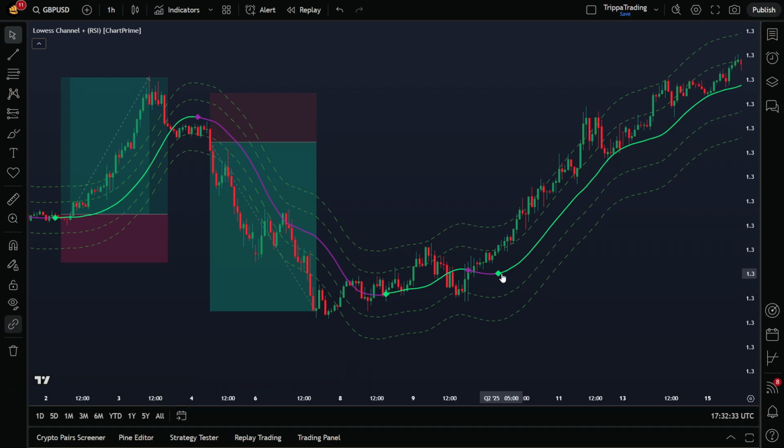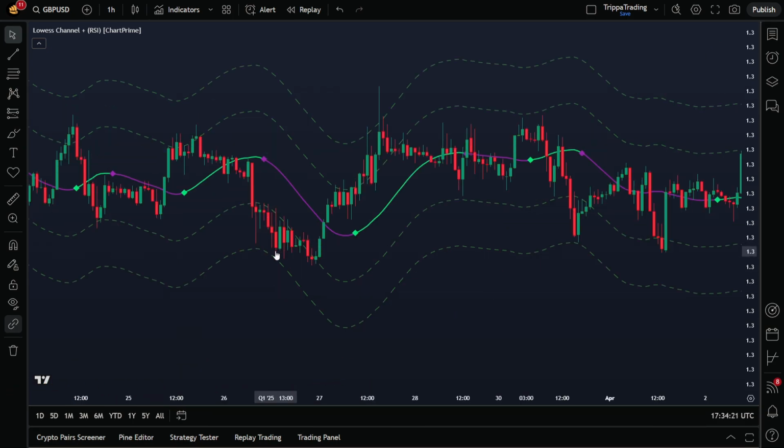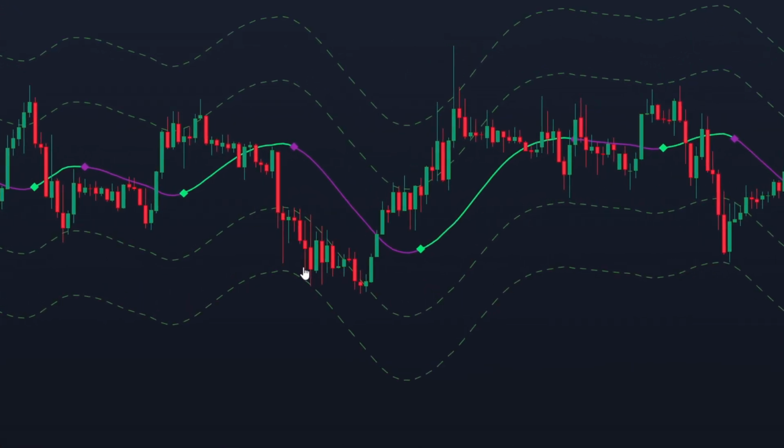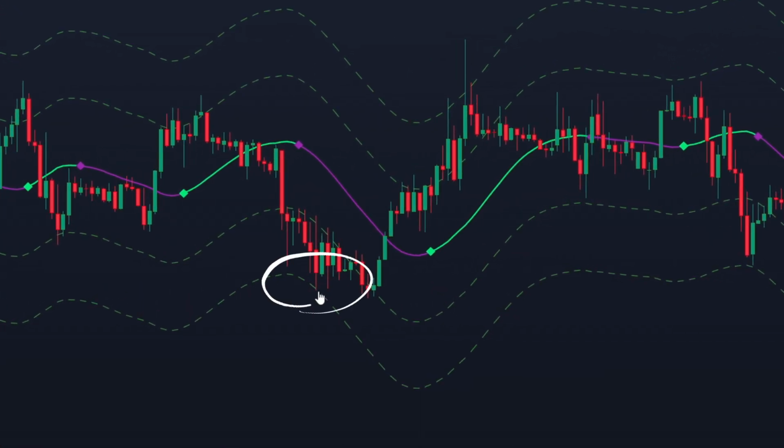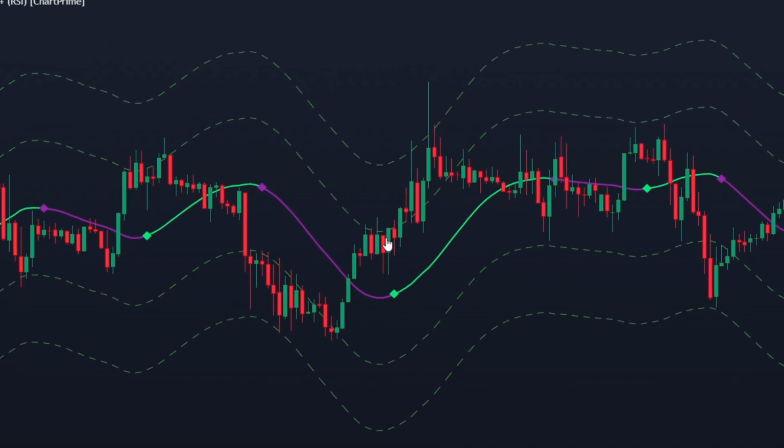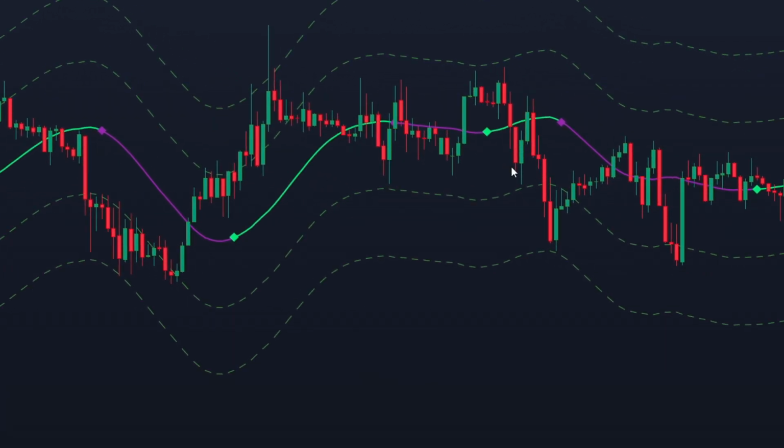The diamonds that appear when the color changes can act as confirmation signals that the trend might indeed be shifting. Another way of using this indicator is to use those outer channel bands. When the price pushes down and touches or gets close to the lower band, it could be a sign that the price is oversold or stretched to the downside, potentially hinting at a bounce or reversal back up. Conversely, if the price hits the upper band, just like we can see over here, this indicates that it might be overbought and could reverse back down.